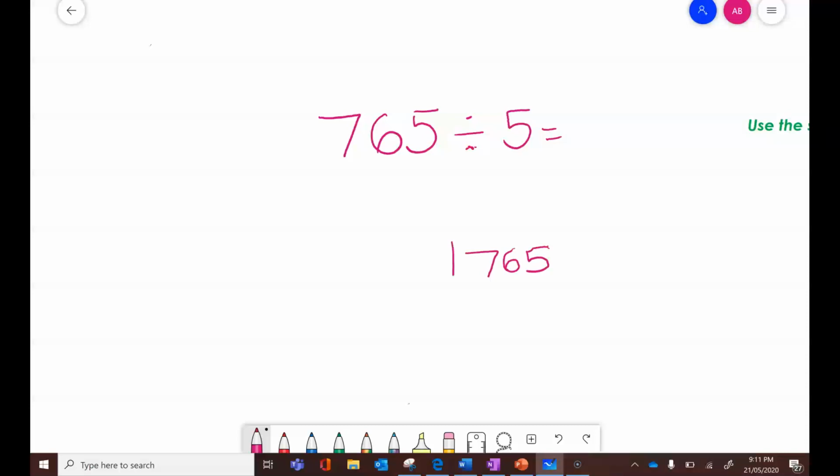So I'm going to put that into a little box. And then I'm going to split that into 5 groups. And remember, your answer is going to be on this top line once you've done all your working out. So the first step, I have to divide.